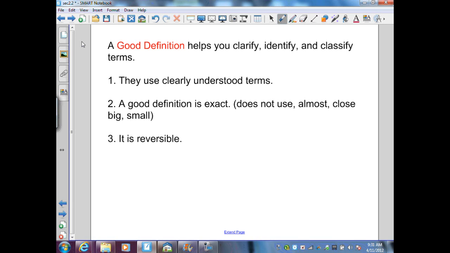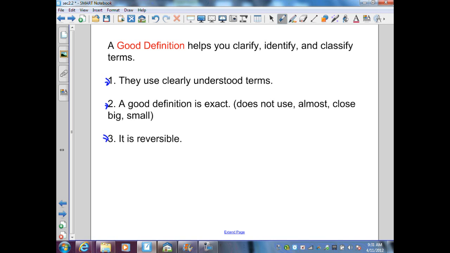On our next slide, we want to know what a good definition is. A good definition helps you clarify, identify, and classify terms. There's three parts to a good definition. Number one, they must use clearly understood terms, terms that we all understand and have a common point to start from. Number two, a good definition is exact. It does not use almost, close, big, small.